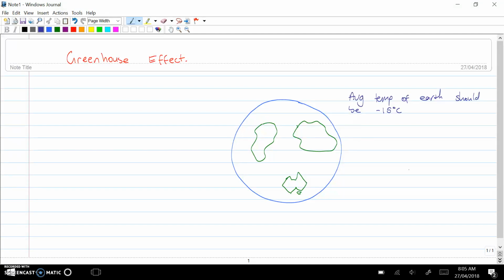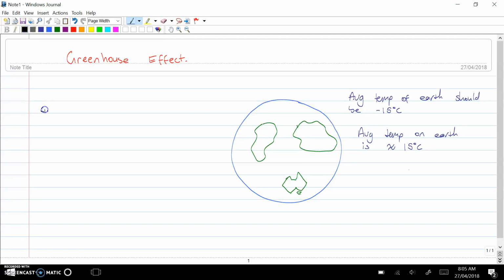The average temperature on Earth is actually approximately 15 degrees Celsius. Obviously it's hotter in some places and colder in others, but that's the average temperature. So we can see there's a massive difference between what is predicted by modeling and what actually is occurring. So what is responsible for this difference? And the answer is the greenhouse effect.